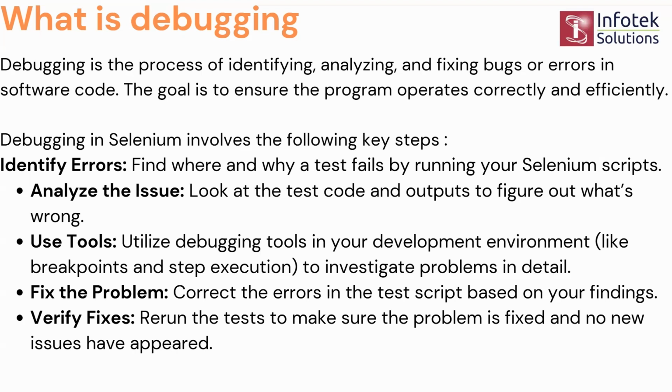Next one, fix the problem. Correct the errors in the test script based on your findings. Last, verify the issue. Rerun the test to show that the problem is fixed and no new issues have appeared. So basically, when you do debugging, you come across these steps. You have to identify these steps to do debugging.